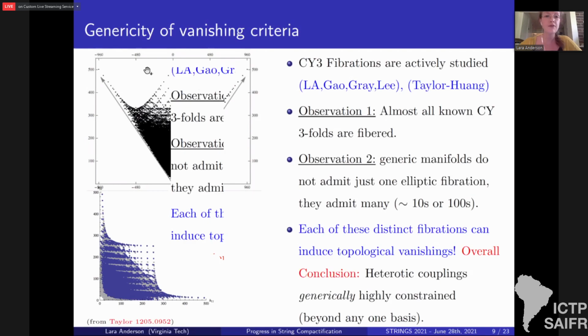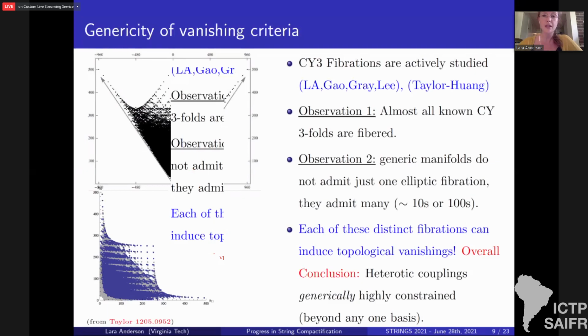So here is the famous Hodge number plot of Calabi-Yau threefolds, and a figure I stole from Washington's paper, which was from some time ago. This can be updated in much more detail now, of the number of Hodge numbers that correspond to fibered manifolds placed over the top. So observation, if you pick a Calabi-Yau manifold from the hat, odds are it's going to be fibered.